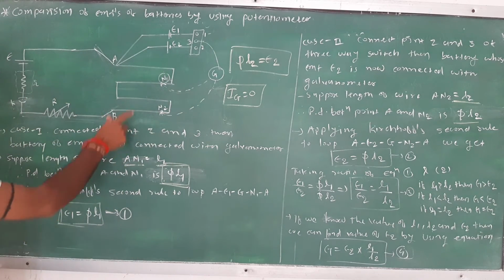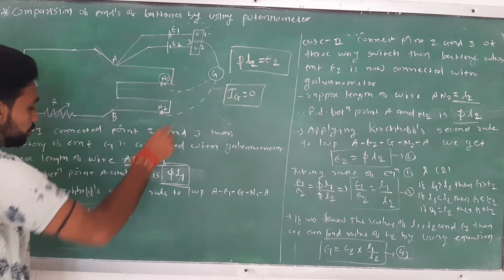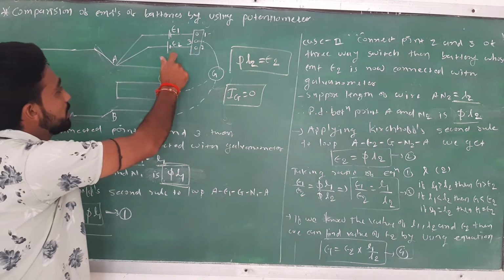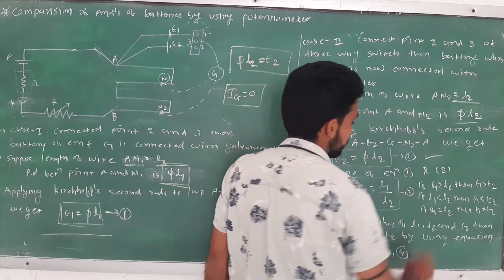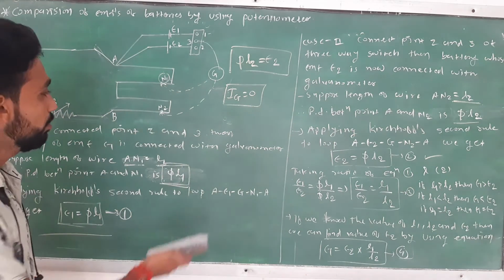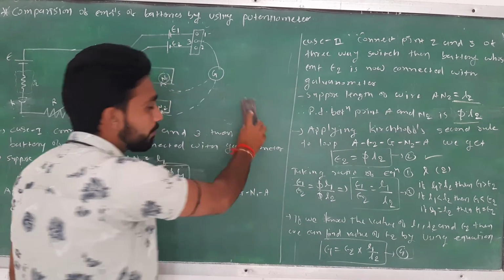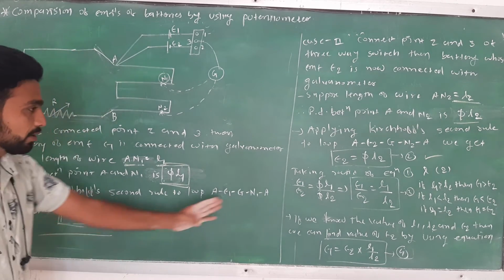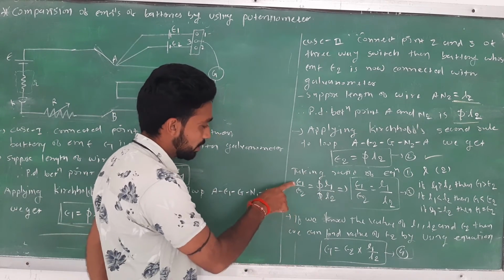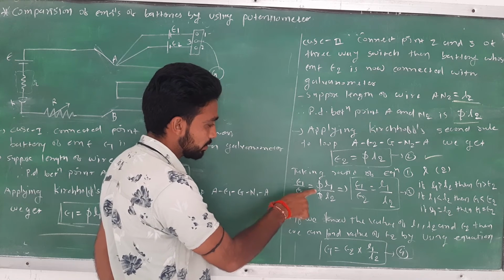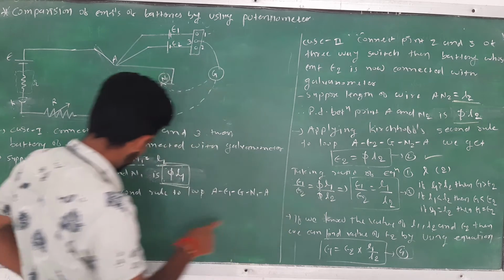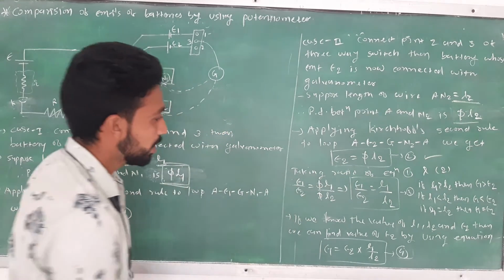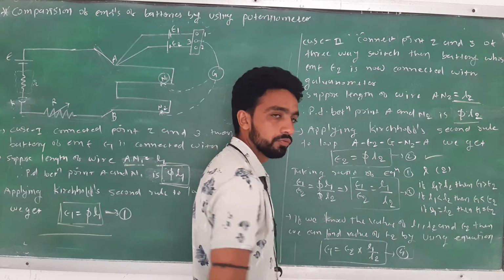So by using the first case, when battery 1 is connected, you get this equation. And when you connect the second battery, you get this equation. So now we have two equations for the EMF in terms of the potential difference. Now you can take the ratio of 1 and 2. Taking the ratio epsilon 1 by epsilon 2 on the LHS, and φ·l1 by φ·l2 on the RHS, the φ cancels out. You get epsilon 1 by epsilon 2 equals l1 by l2.